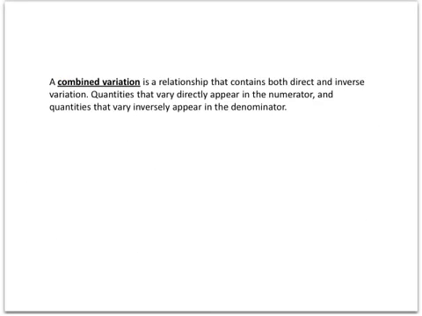All right, combined variation, a relationship that contains both direct and inverse variations. Good thing to remember. Quantities that vary directly appear in the numerator, and quantities that vary inversely appear in the denominator.